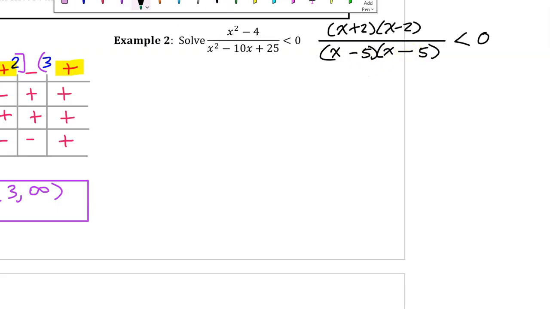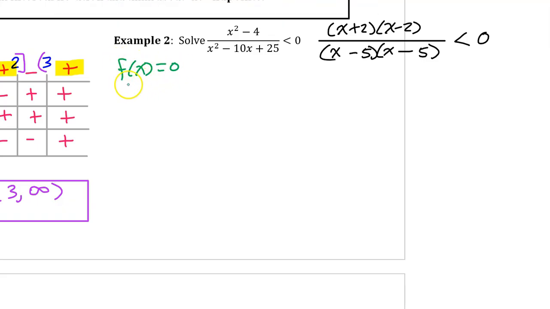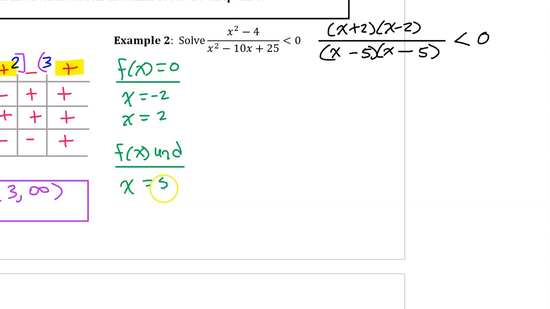Now we need to list the values where f of x is equal to 0 and later where f of x is undefined. F of x will be equal to 0 when the numerator is equal to 0. So that's going to be at x equals -2 and x equals +2. How about where f of x is undefined? Well, that's going to be where the denominator is equal to 0. So that's going to be at x equals 5. We don't need to write it twice.